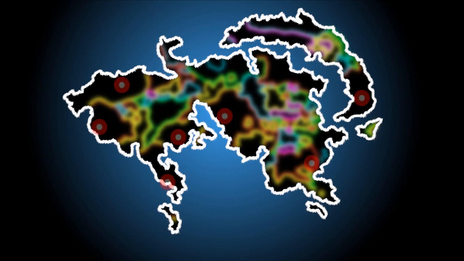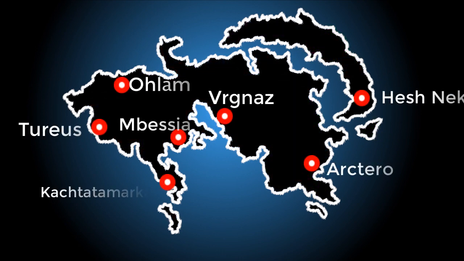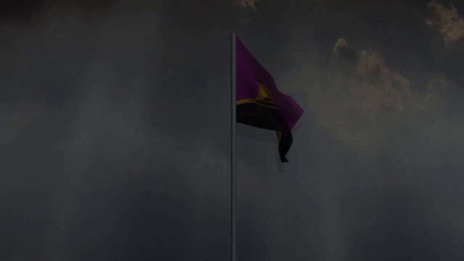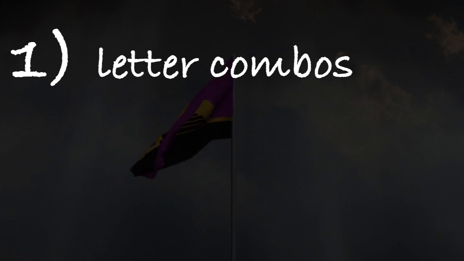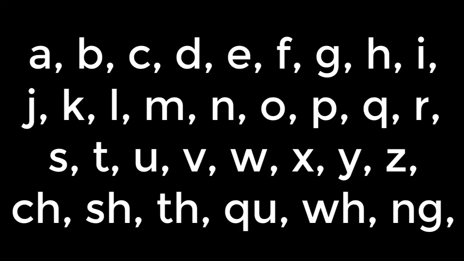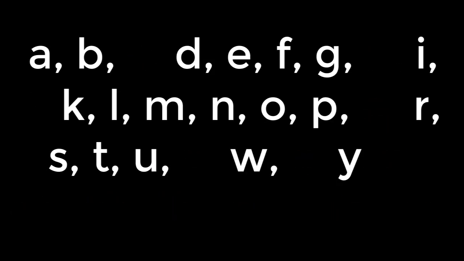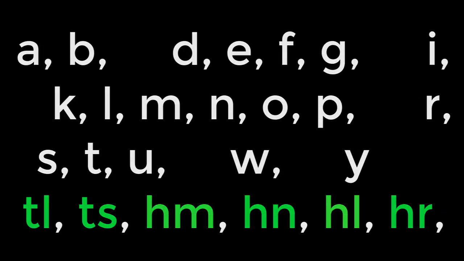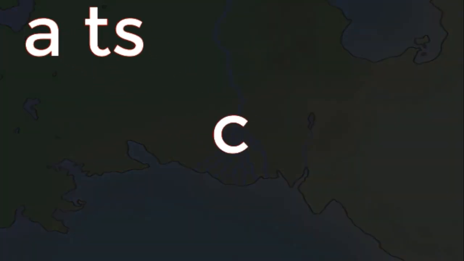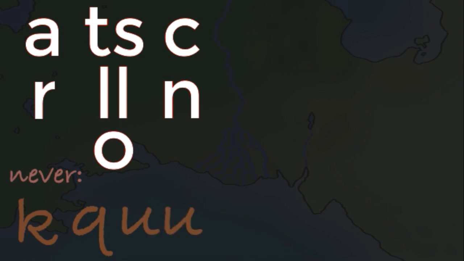What the flip? So to show the ethno-linguistic groups, you have to set up the appearance of different languages for your map. And the easiest way to do that without actually creating constructed languages is to just mess around with 1, the letters that you use, and 2, how you string them together. So how do you do this with the letters? What I usually do is I omit certain letters and have certain consonant clusters that appear frequently. For this example, let's focus on the letters A, TS, C, R, LL, N, and O. And let's omit stuff like K, Q, and W.